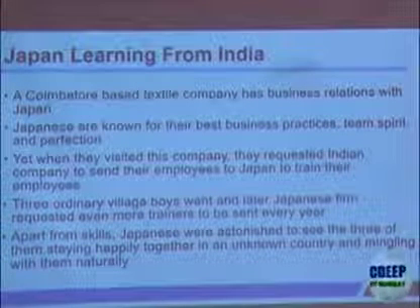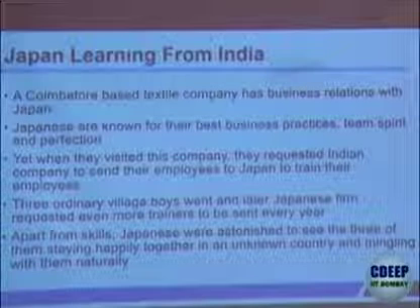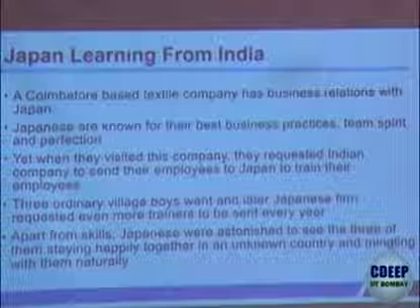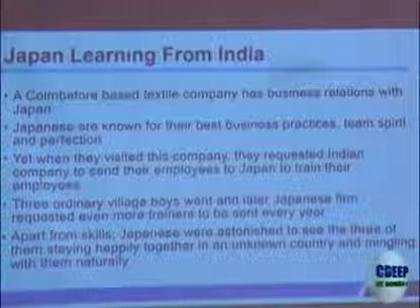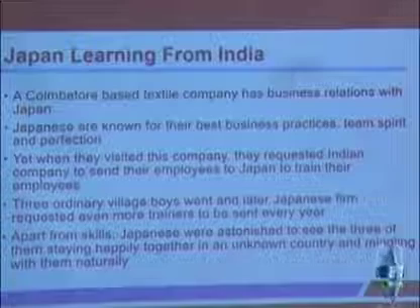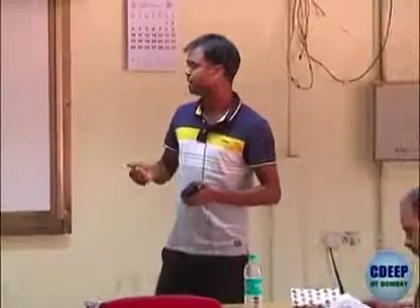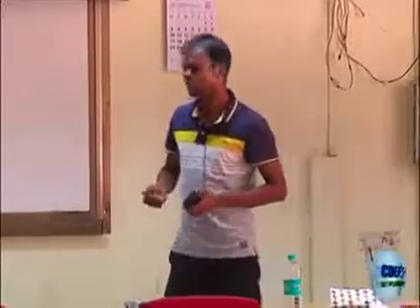One Coimbatore-based textile company had business relations with Japan. When the employees from Japan visited their company in Coimbatore, they were so impressed that they asked to send their laborers to Japan for a one-year assignment to train their employees in Japan. They were just three ordinary village boys who went there and gave training to the Japanese employees. And they were so impressed that from the next year they made it a regular phenomenon, and they asked for even more trainers.